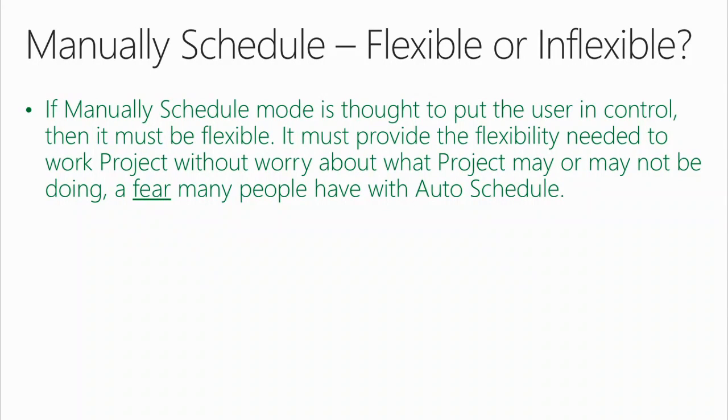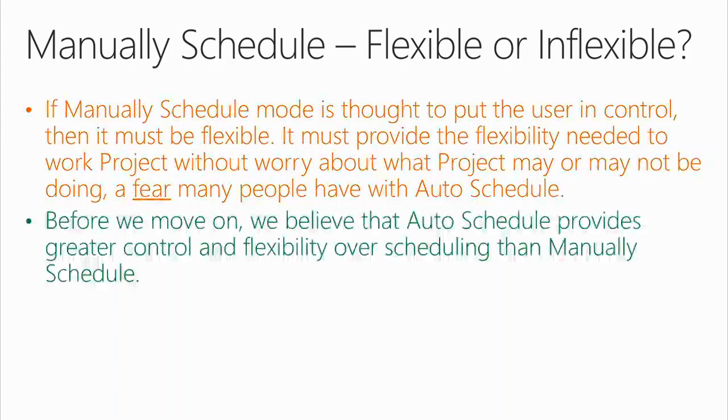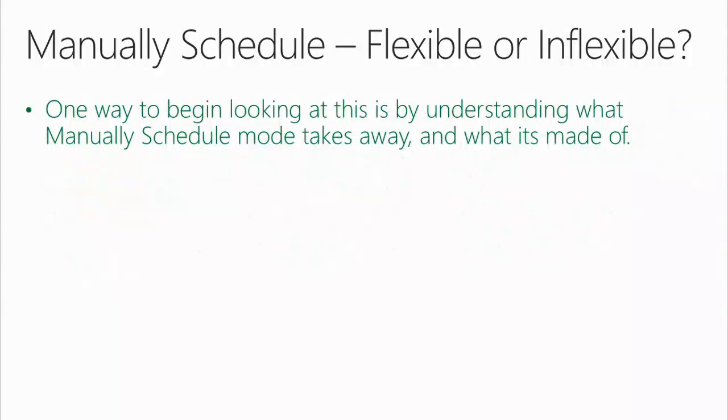Auto schedule is easy. You assign a resource, a units value, and a work value, click OK, project calculates duration and drives out the schedule. Done. Fear? Unfounded. Before we move on, we believe that AutoSchedule provides greater control and flexibility over scheduling than manually schedule. Wholeheartedly.